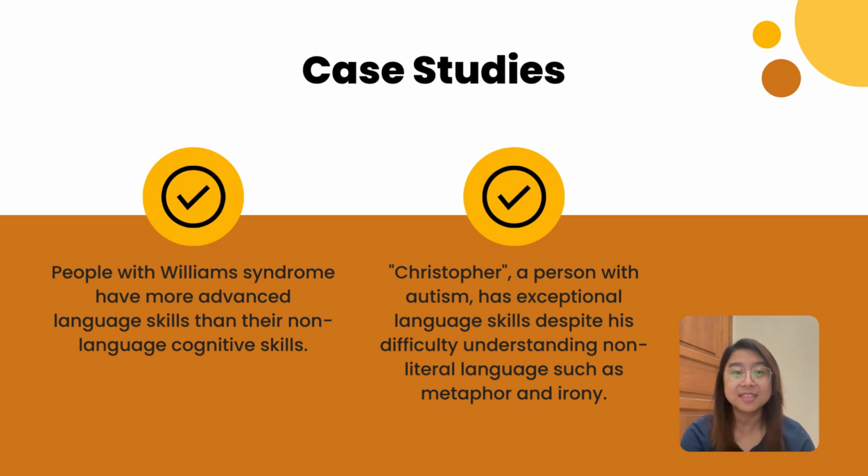The last case is Christopher. Christopher is a person with autism who has exceptional language skill despite having difficulties in understanding non-literal language, such as metaphor and irony.